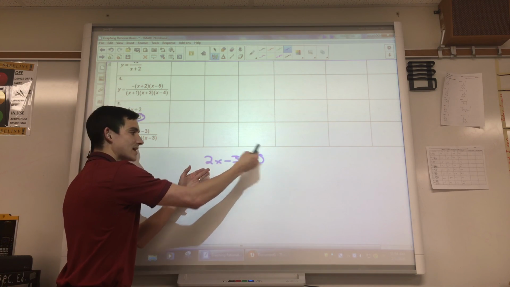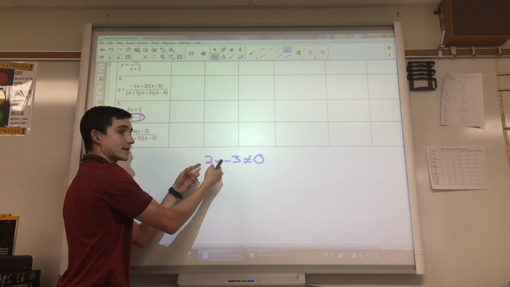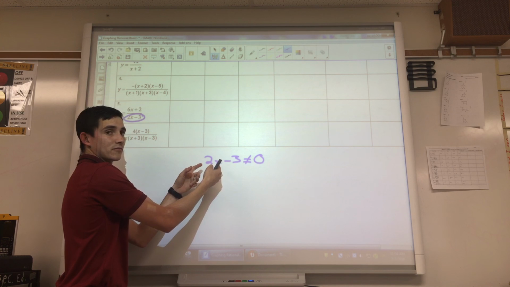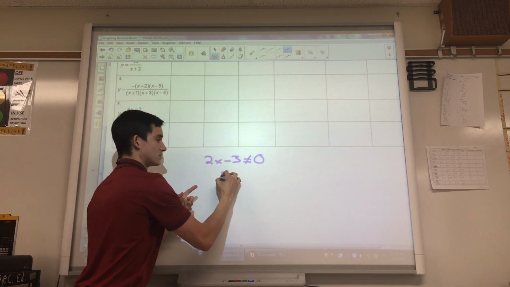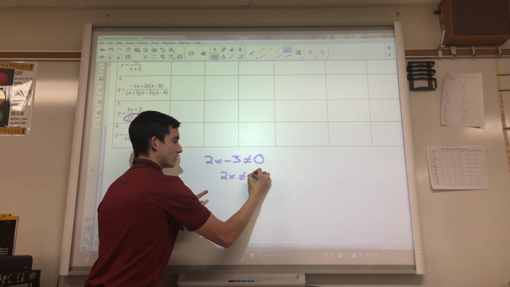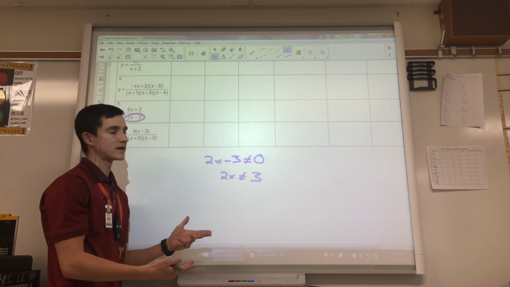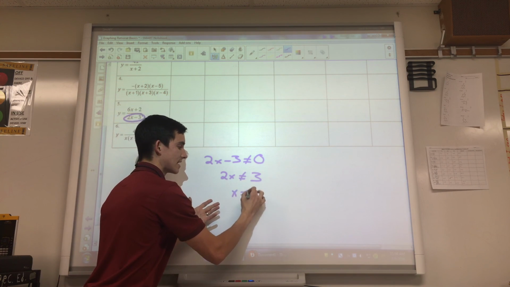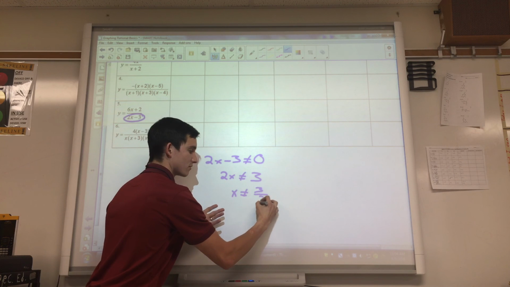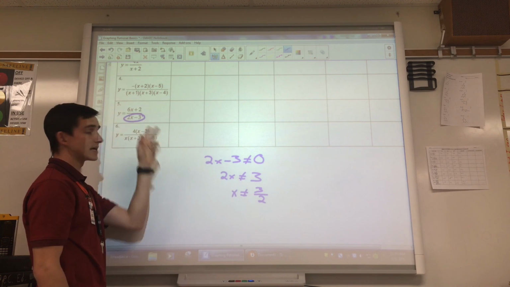2x minus 3 cannot equal 0. And if 2x minus 3 can't equal 0, then 2x can't equal 3. Because if it did, you'd have 3 minus 3, right? So 2x cannot equal 3. Notice I'm just solving this algebraically, right? 2x cannot equal 3. And if 2x cannot equal 3, then x cannot equal what? 3/2. So the point is, if x equals 3/2, you're going to end up dividing by 0.